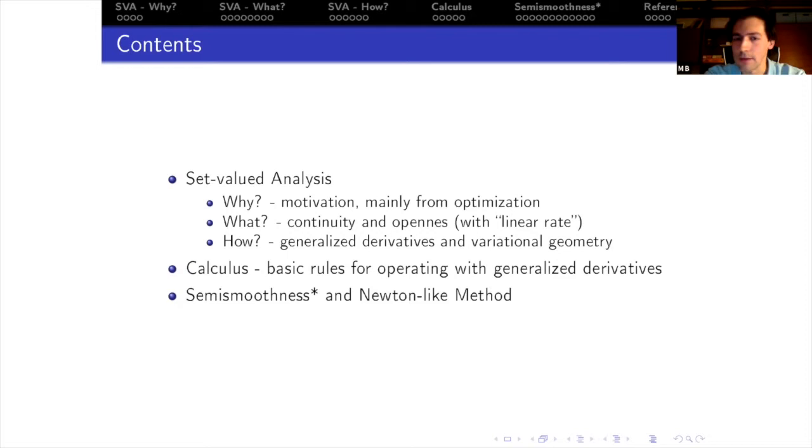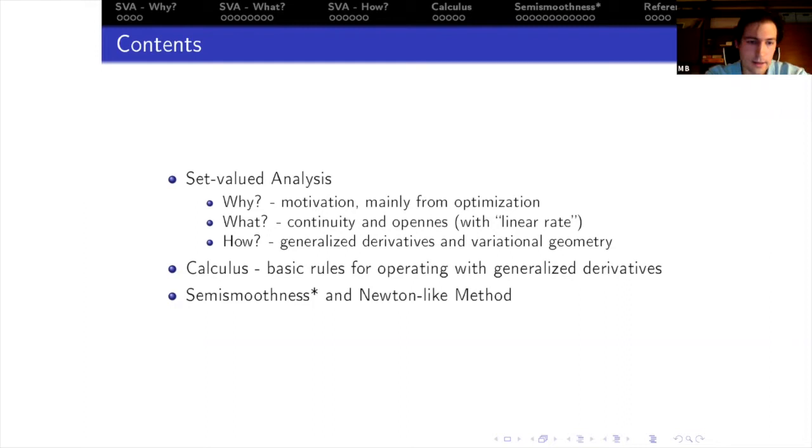Then the question, what type of questions do we ask? What do we study? And there will be mainly continuity. I call this continuity and openness properties. But the important thing is that with linear rate, and by this, I mean, if you consider what continuity with linear rate could be, it's something like Lipschitz continuity, and then openness or regularity, again, with linear rate is somehow an inverse concept to continuity with linear rate, as we will see. So some continuity or Lipschitzian properties and some regularity properties.